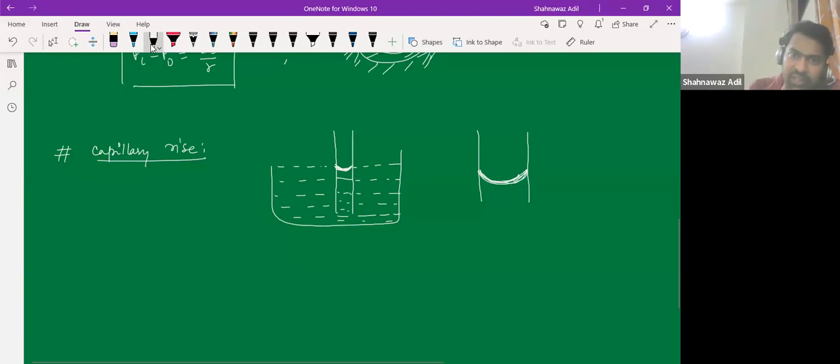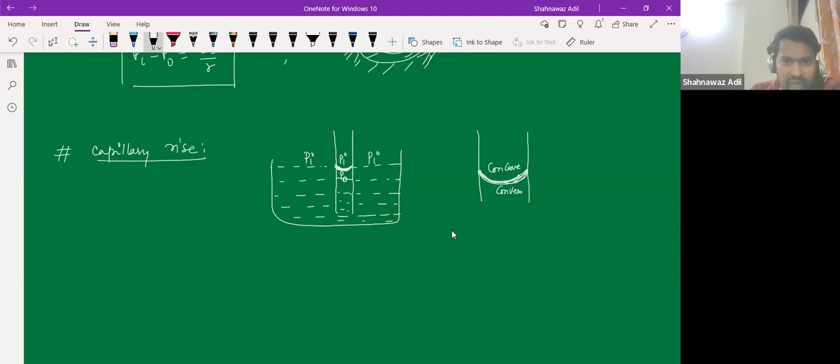So the down part is convex. Yes, absolutely right. So this is a convex one. This part is concave. Yes, absolutely right. So this is a concave one. Good. Yes, the upper part is concave. So let's say that this is in the air, right? So let's say that this is Pi, this is Pi, and this is Po, right?